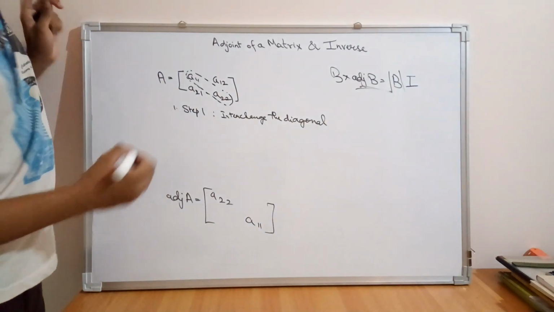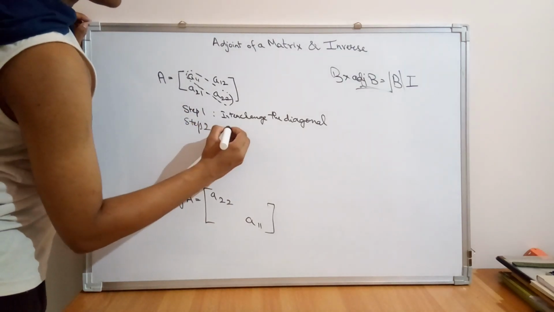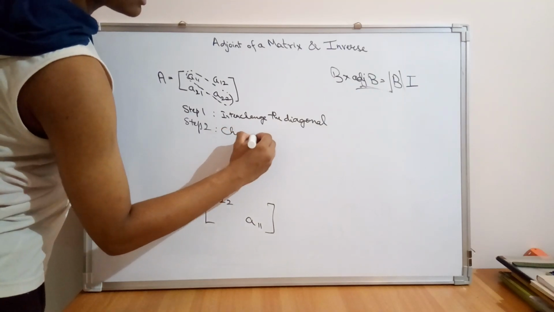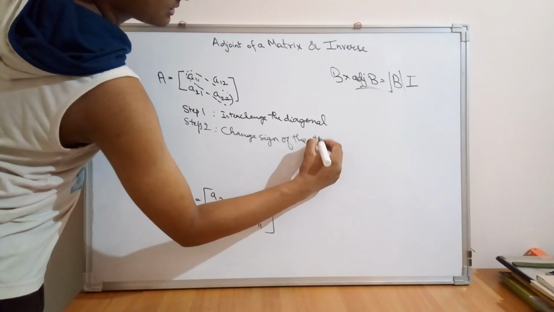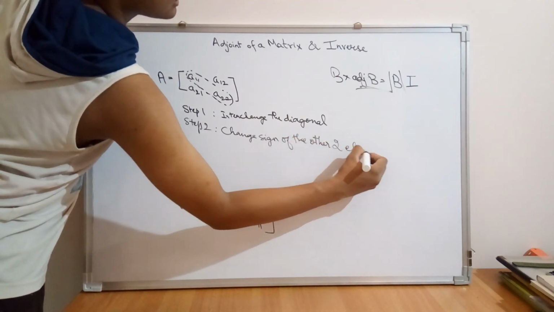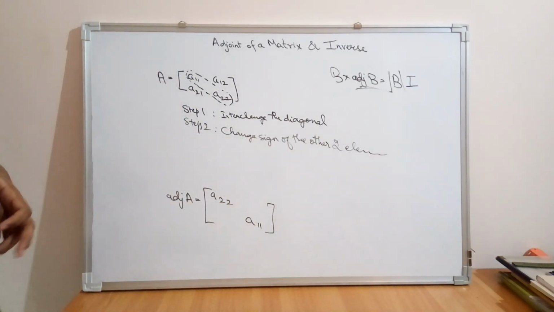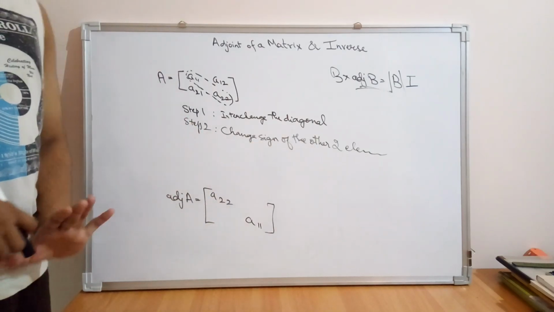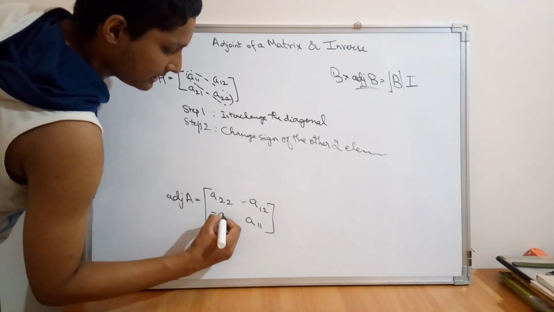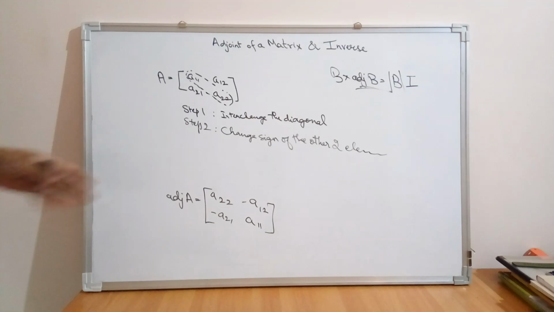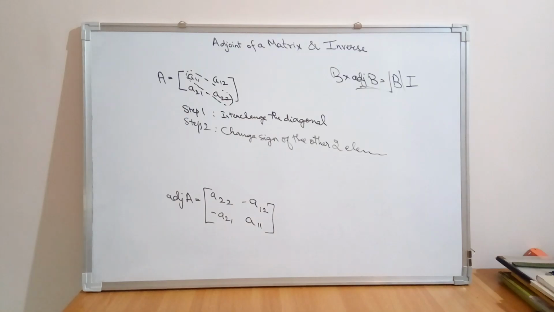Okay, then what is step 2? Step 2 here is change the sign of the other two elements. Since it is a 2 by 2 matrix, there are only 4 elements. Other than the diagonal elements, there are only 2. Therefore, we change the sign of the other 2 elements. So it is going to be minus A12, minus A21. This is all about finding the adjoint of that A. So this is very simple, right? Instead of finding the other one.